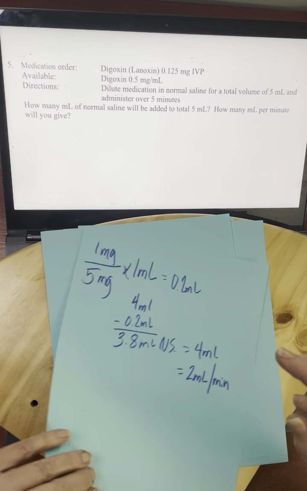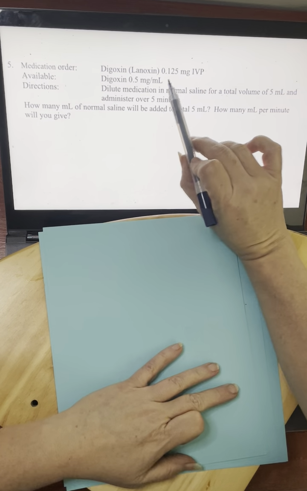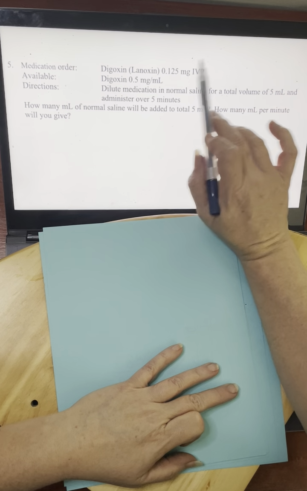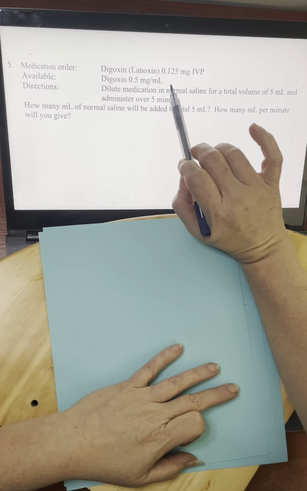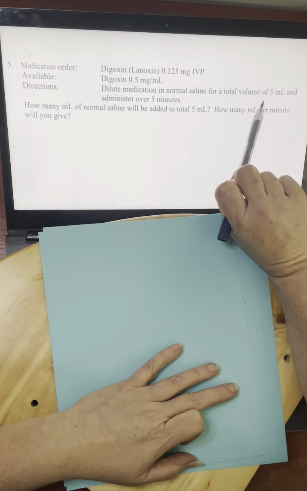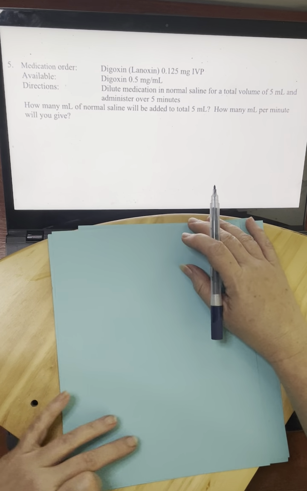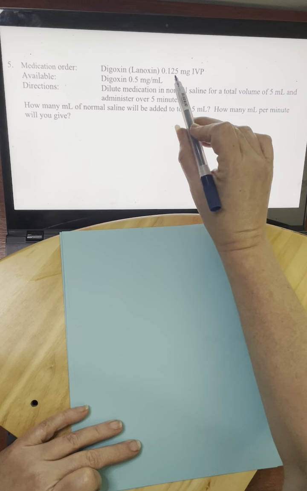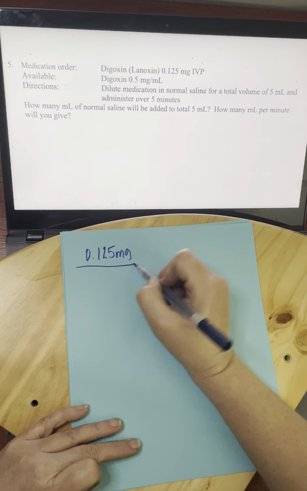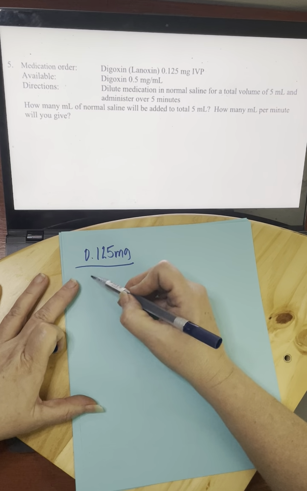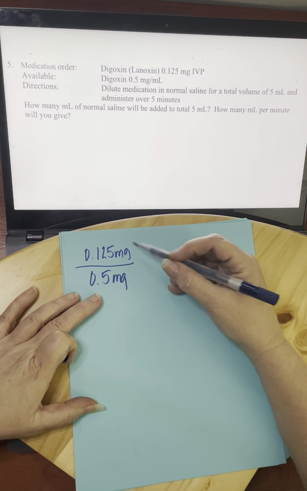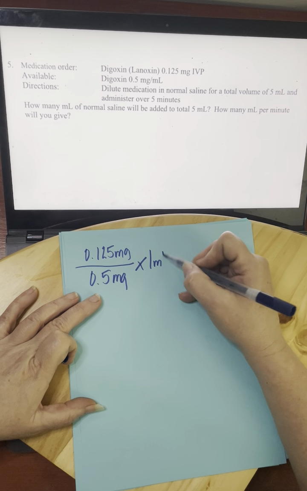So this one says, Lanoxin 0.125 milligrams IV push. And what you have is digoxin, or Lanoxin, 0.5 milligrams per milliliter. Then you have to dilute the medication with normal saline until you have 5 milliliters. So let's figure out what we're pulling out of that vial. What the provider wants is 0.125 milligrams. And what we have in our hand is 0.5 milligrams per 1 mL, because I have to have the same units to go in the fraction.